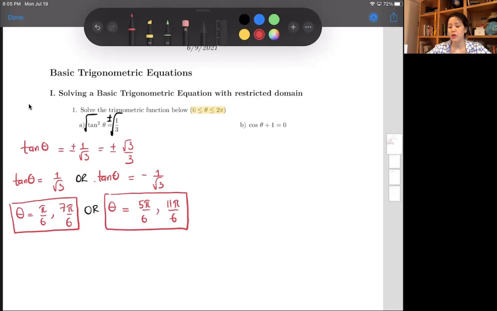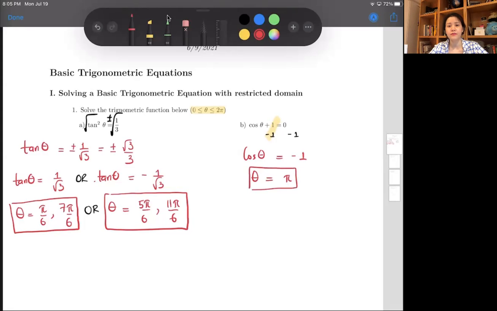Problem B, cosine theta plus 1 equals 0. First things first, I'm going to move the 1 to the right-hand side. If I subtract 1 from both sides, that cancels, so I have cosine theta equal to negative 1. If you look at the unit circle from 0 to 2 pi, cosine of theta equals negative 1 when theta equals pi. So that will be our only answer.